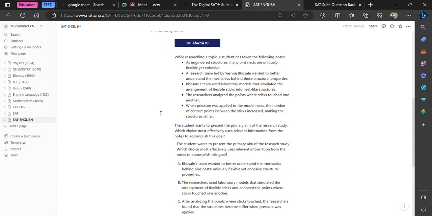As engineered structures, many bird nests are uniquely flexible yet cohesive. A research team led by Yashraj Busail wanted to better understand the mechanics behind these structural properties. His team used laboratory models that simulated the arrangement of flexible sticks into nest-like structures. The researchers analyzed the points where sticks touched one another. When pressure was applied to the model nests, the number of contact points between the sticks increased, making the structure stiffer. The student wants to present the primary aim of the research study. Which choice most effectively uses relevant information to accomplish this goal?